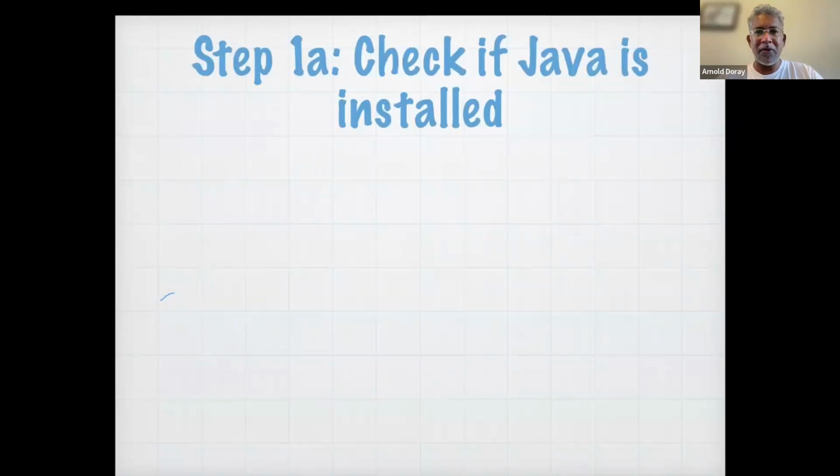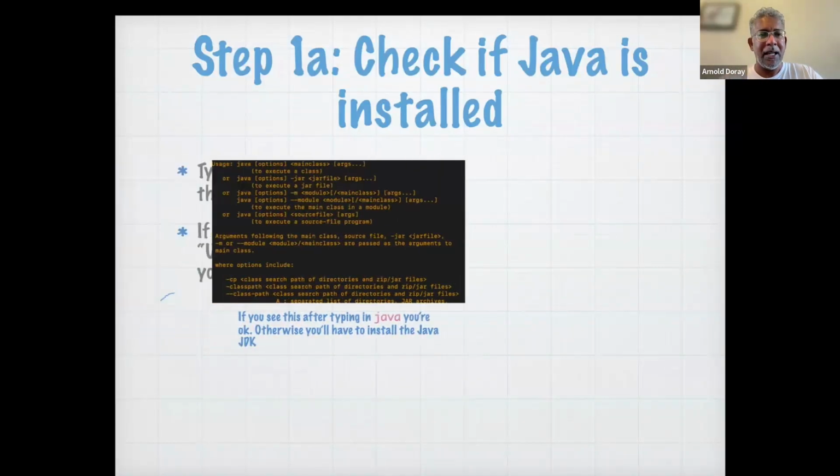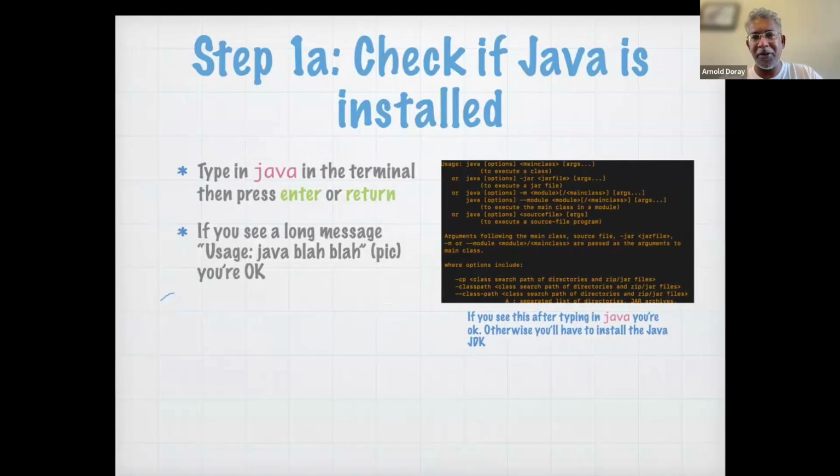All right. So the first thing you need to do is to check if Java is installed. All you need to do is open up the terminal and type in java and then just press enter or return. And if you see a long message like that, which you can see on the right, that means you're okay.